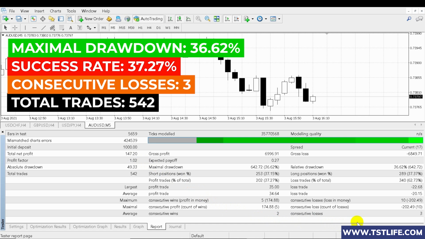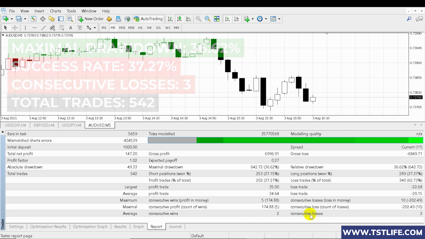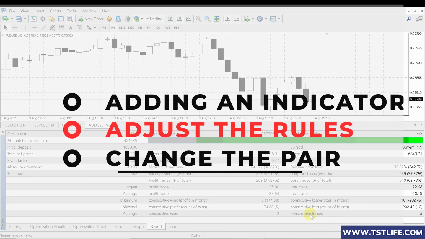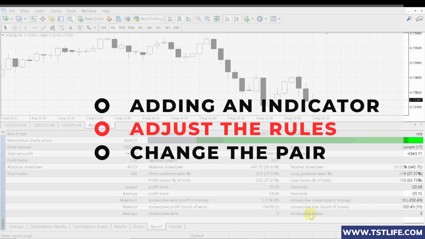In my opinion, I don't think this strategy is worth it, especially when we realize that the 14.7% ROI was recorded over 3 years. The biggest challenge here is the high number of losing trades. I think this strategy could be optimized by adding another indicator to filter out some of the losing trades.